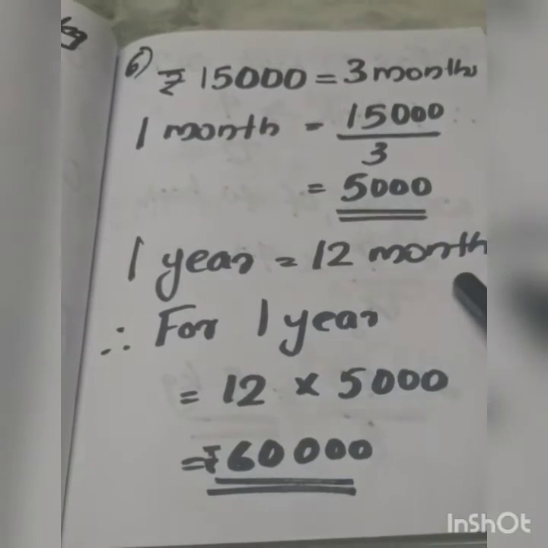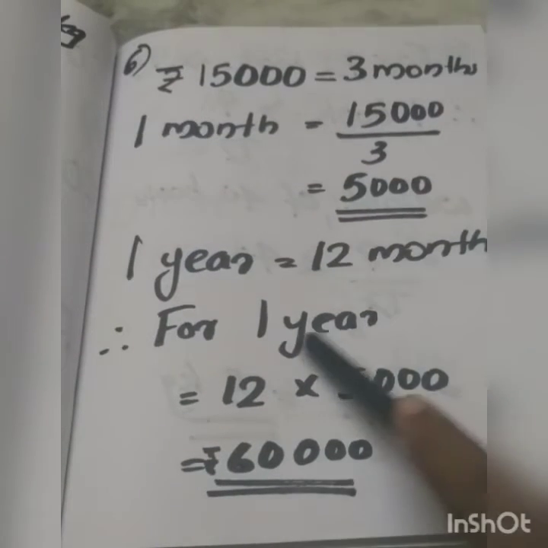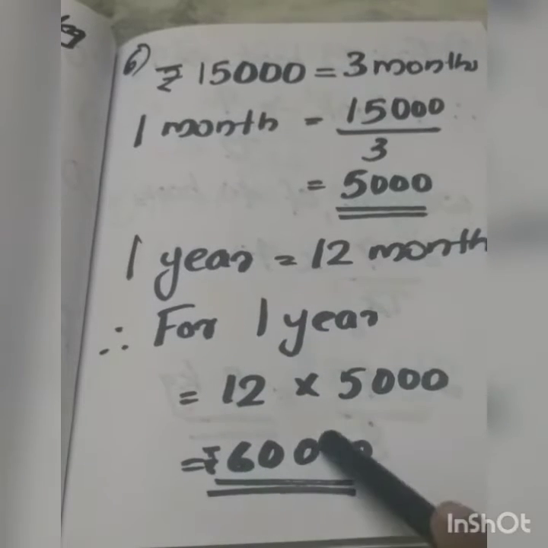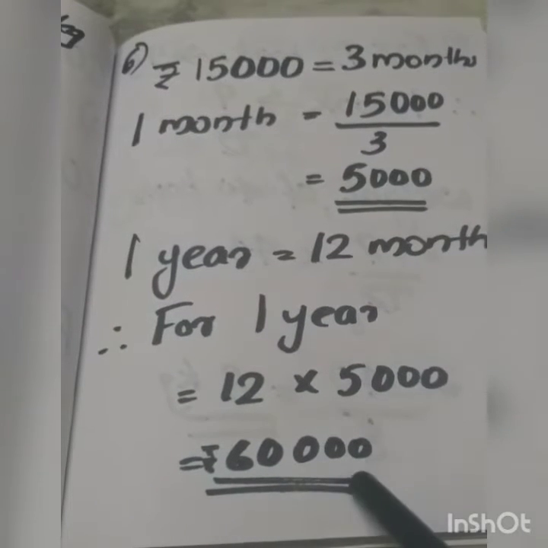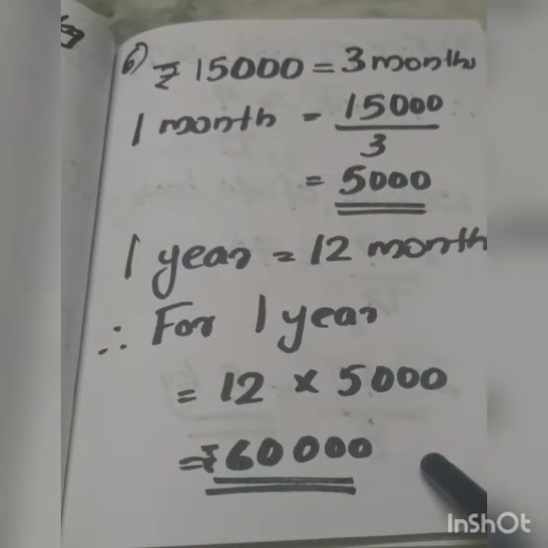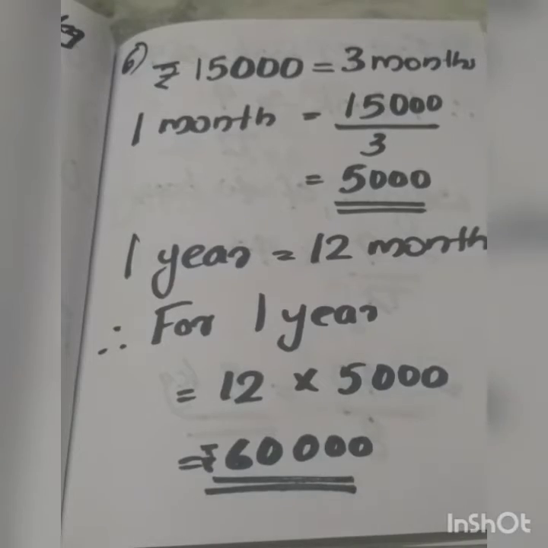Now you know 1 year is equal to 12 months. So for 1 year how much is she paying? 12 into 5,000 is equal to rupees 60,000. Here this is a direct application, so it's very easy.